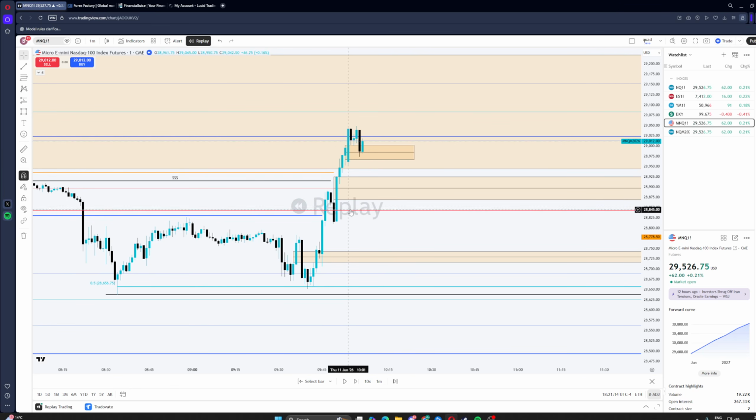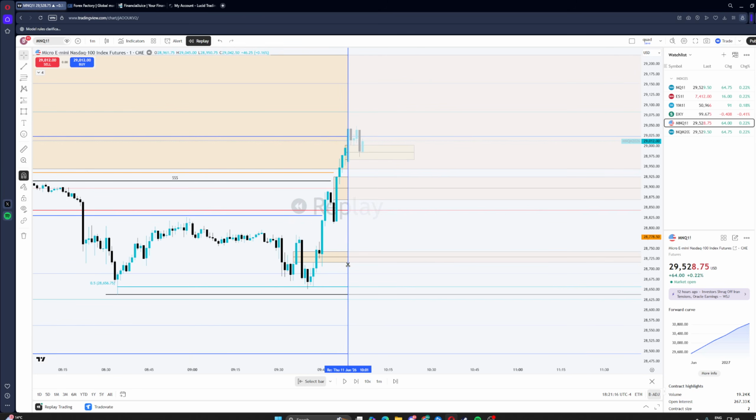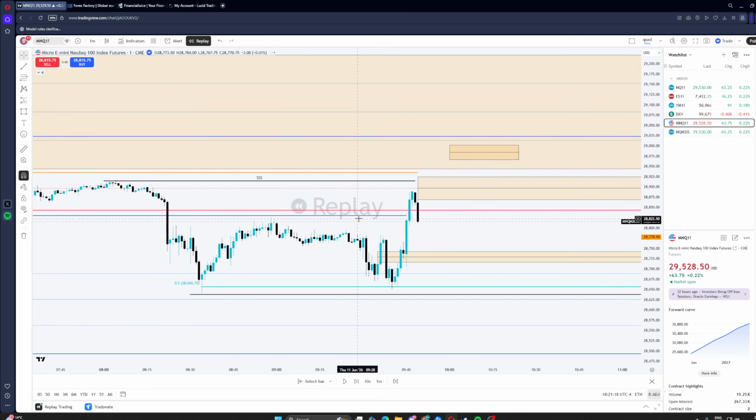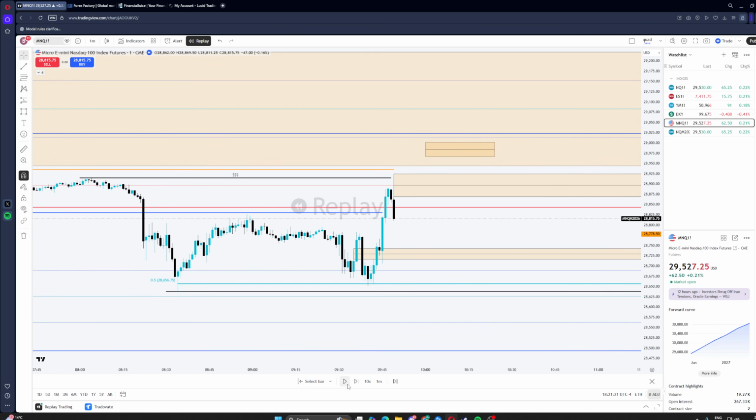There's candles missing here. There's candles missing here. There is definitely candles missing here. Because I don't know, this doesn't make sense. There we go. We hit the lower quadrant of the inversion fair value gap.